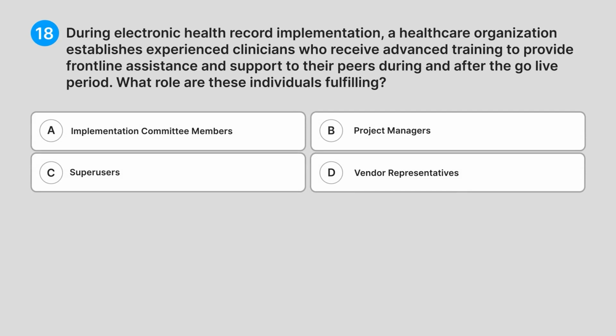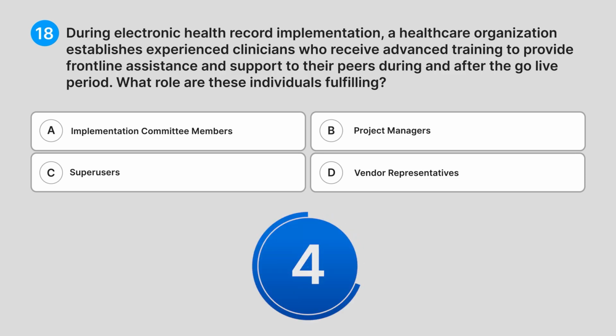18. During electronic health record implementation, a healthcare organization establishes experienced clinicians who receive advanced training to provide frontline assistance and support to their peers during and after the go-live period. What role are these individuals fulfilling? A. Implementation committee members. B. Project managers. C. Super users. D. Vendor representatives. Do you know the answer?